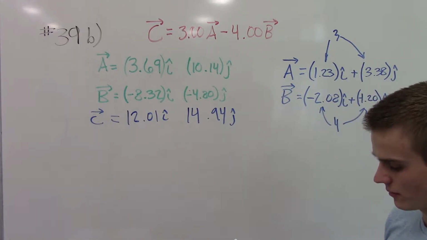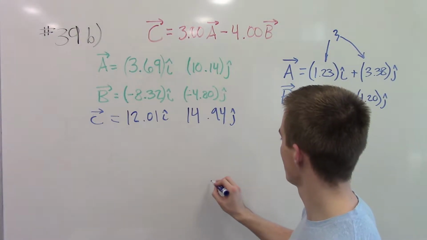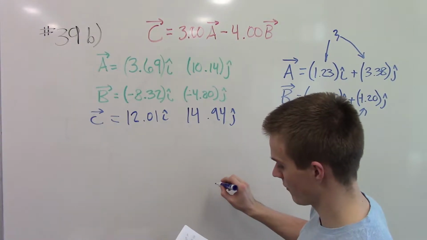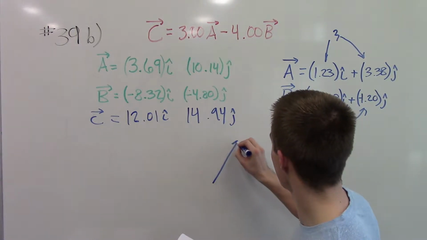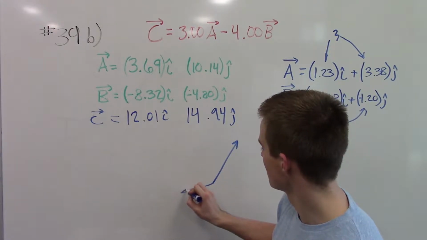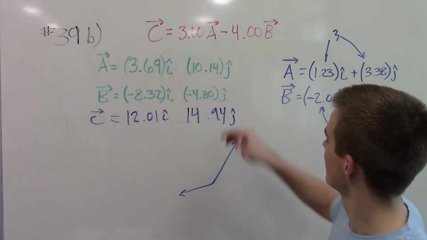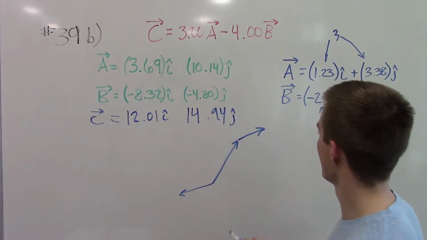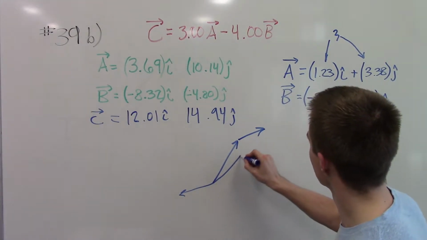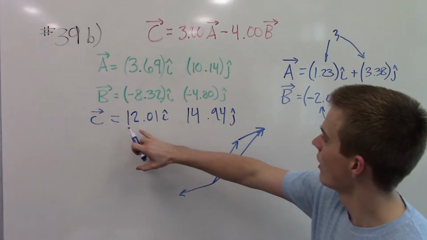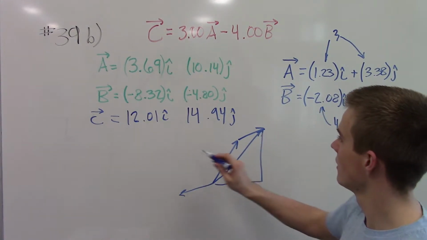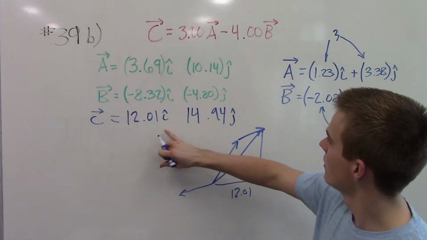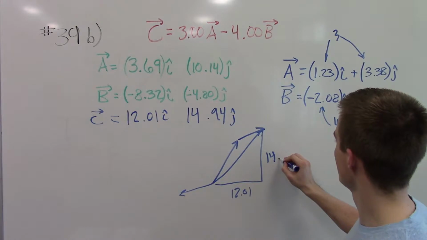And now what we do with these two numbers is we're going to create a triangle. Essentially what we're doing is adding the two vectors together. So if you remember from part A, our first vector, A, looked like that. Our second vector was b from that. So because we're subtracting, we're going to flip this around and then bring it right up here and add them together. So this now becomes vector c. And we now know the i hat is 12.01, and the j hat is 14.94.